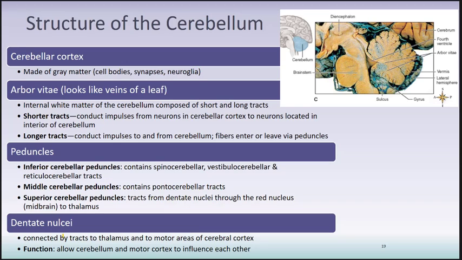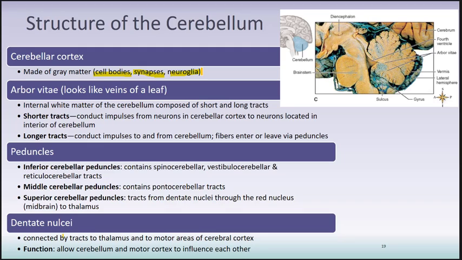Now some more detail on the structure of the cerebellum, and just make sure you don't mix up cerebellum with cerebrum. It's a common mistake. The outer part of the cerebellum is called the cortex, or the cerebellar cortex, and it's made up of gray matter. So very similar features to the cerebral cortex as we talked about in the beginning. We have the presence of cell bodies, synapses, and neuroglia, those supporting cells.